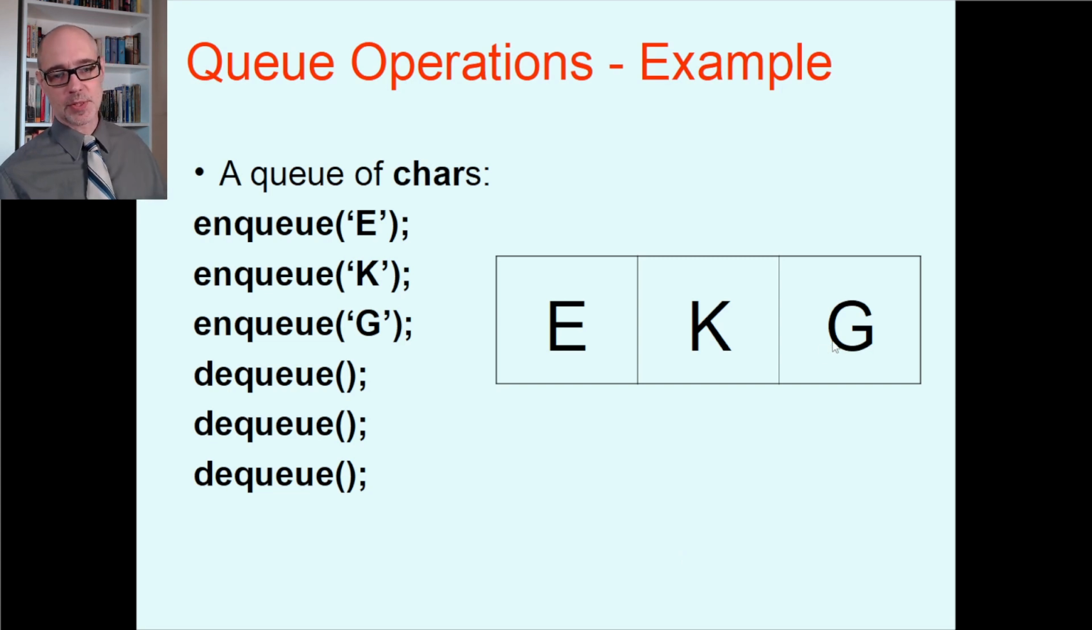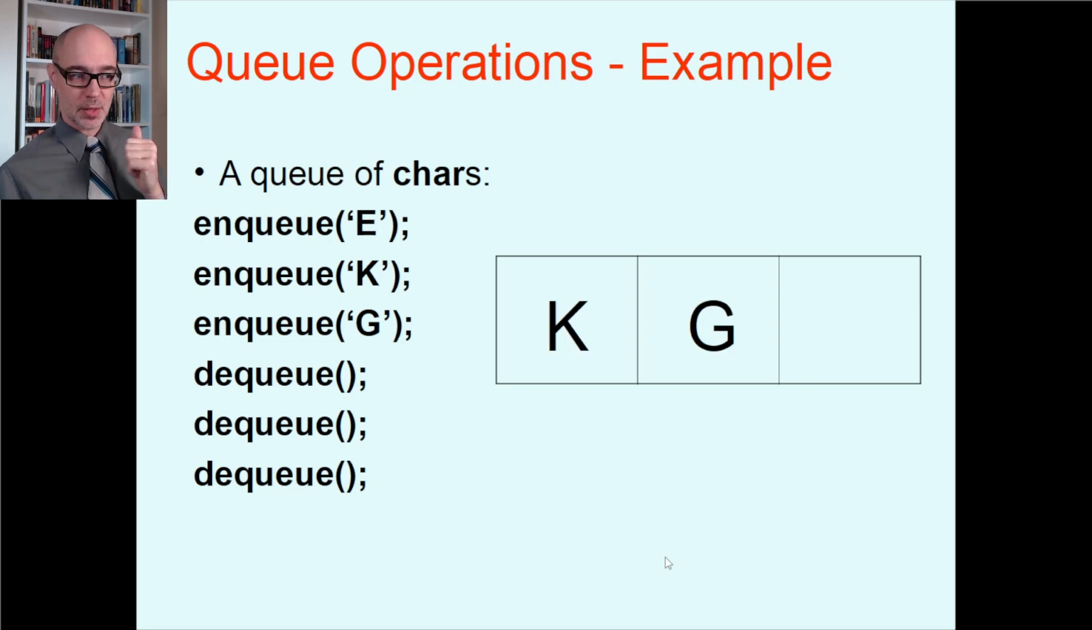Now I'm going to start calling some DQ operations. Which character comes out when I call the first DQ operation? And of course, it's going to be the E. The first thing that I sent in is going to be the first thing that comes out. Out comes the E. Notice what else happened there?